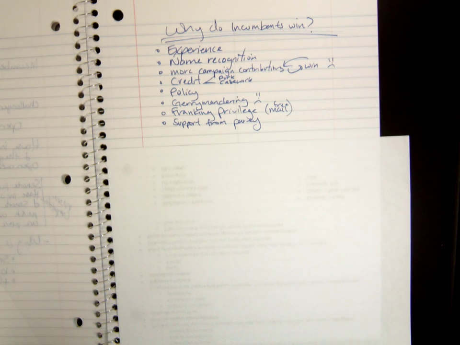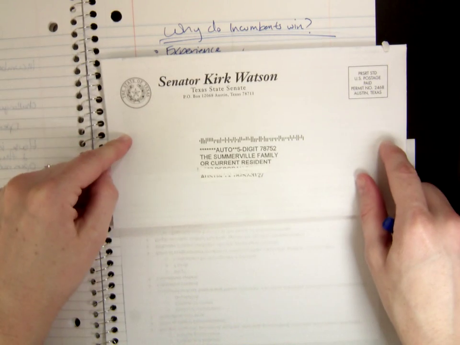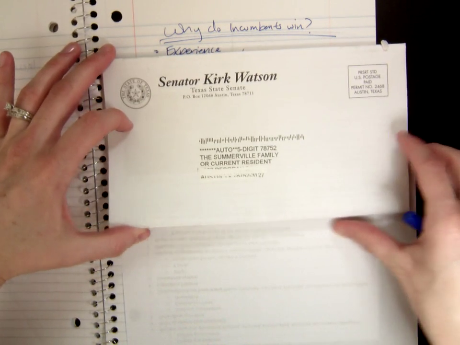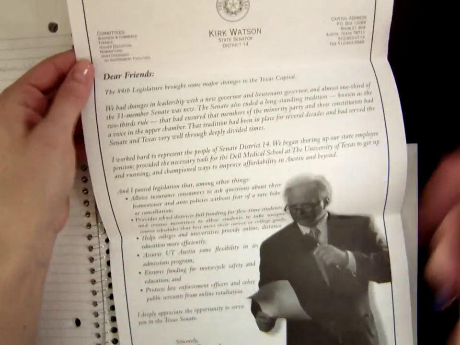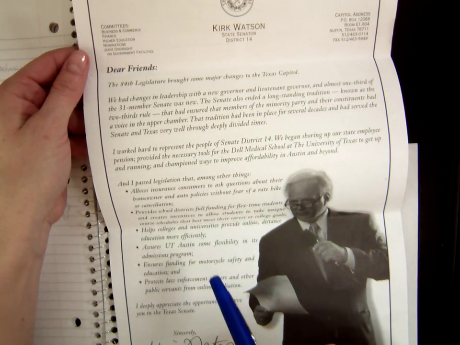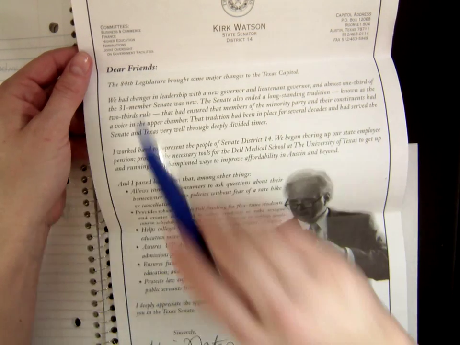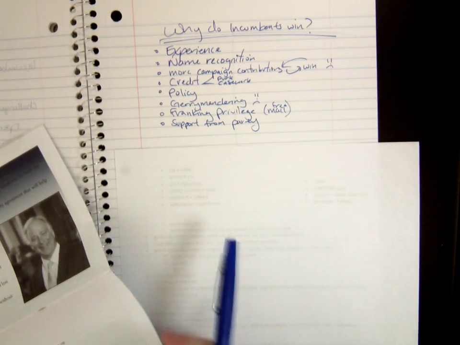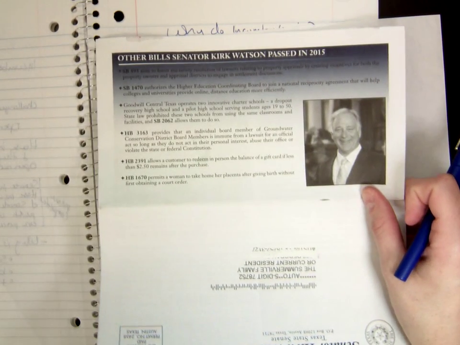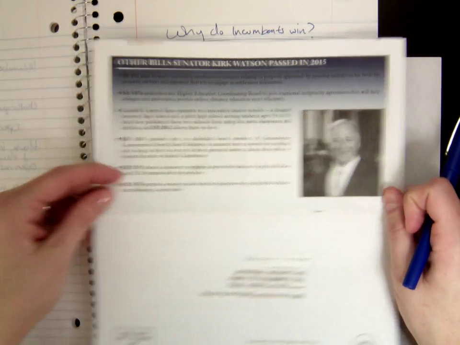Incumbents have experience, they have name recognition, meaning that people know them. So for example, I showed this again in my course. This is my Senator, Kirk Watson. He mails this out because he can mail things out to his constituents. He is my Texas state senator. And so he connects with the people that he represents. He can tell me all sorts of good things that have happened under his watch, maybe some bills that he worked on. And I know this name now. I know this face. And people are more likely to cast a ballot in favor of the name they recognize than the name they don't.